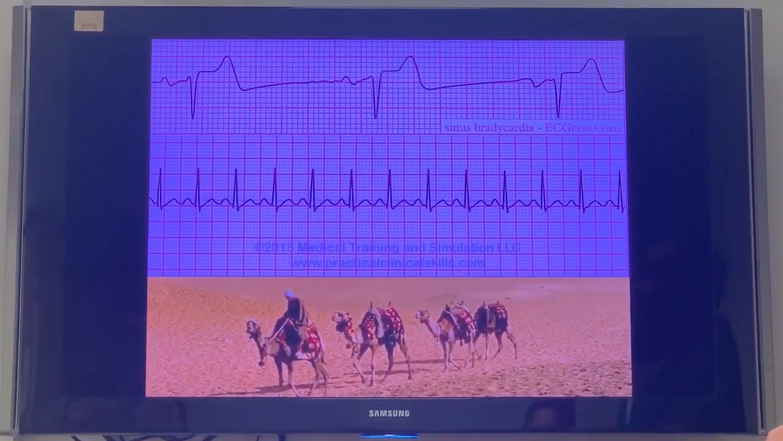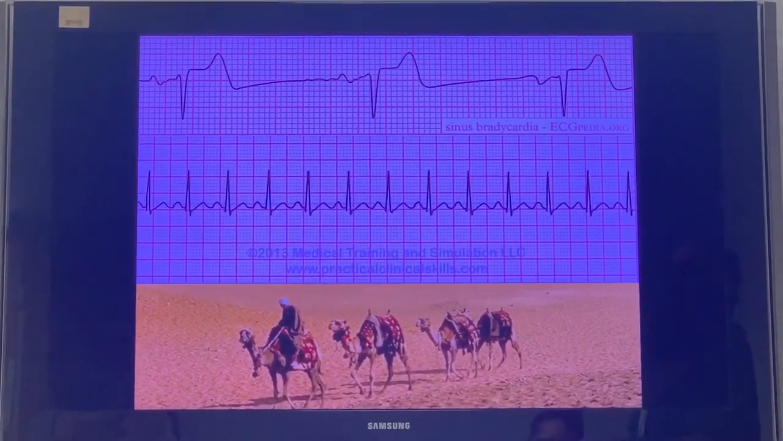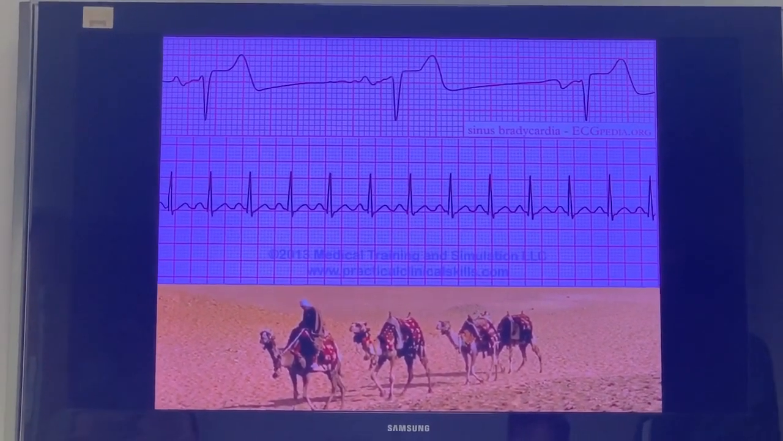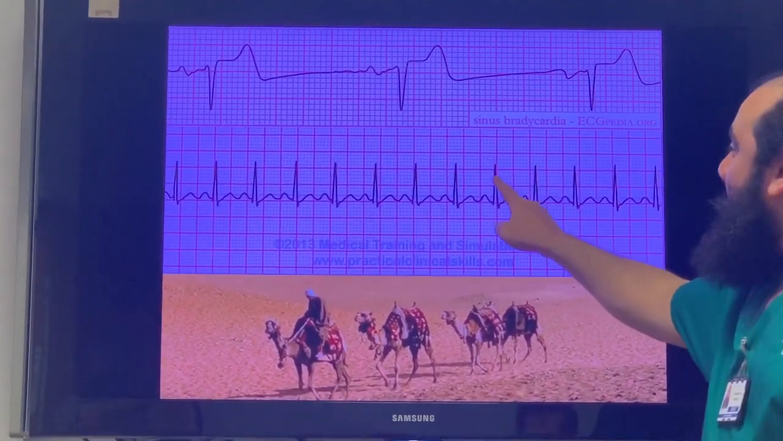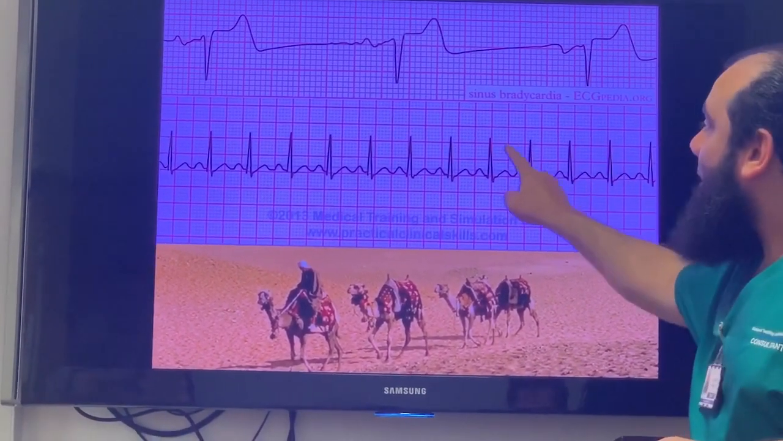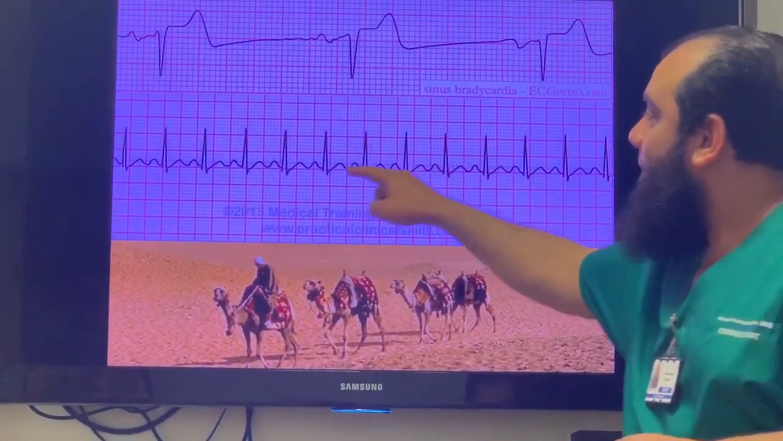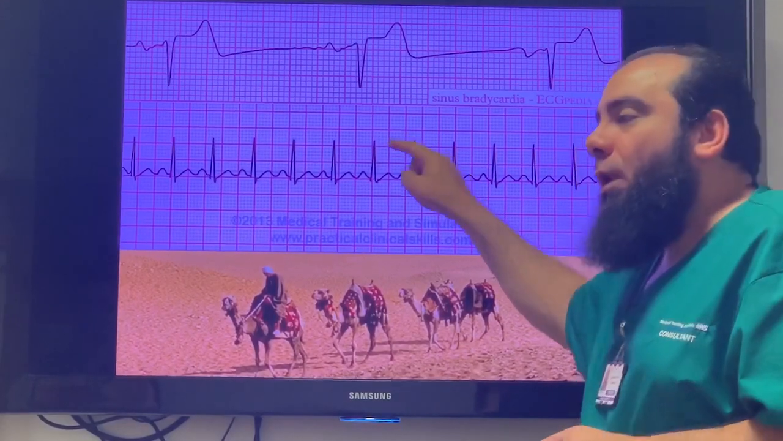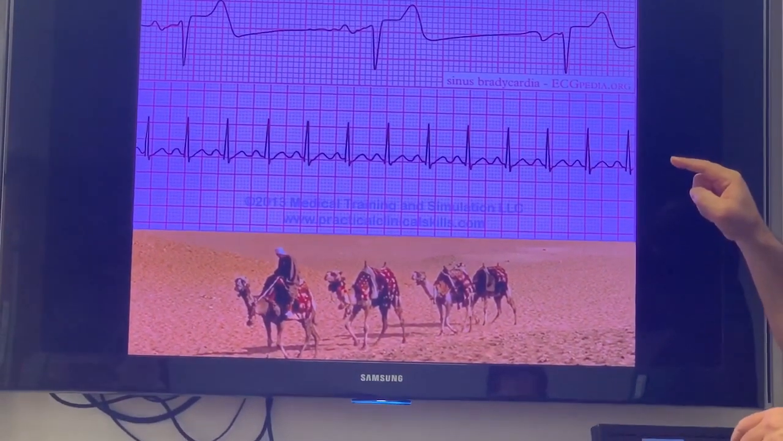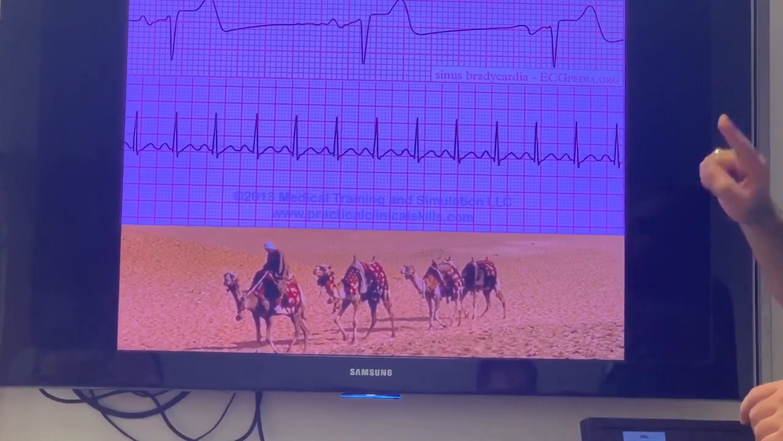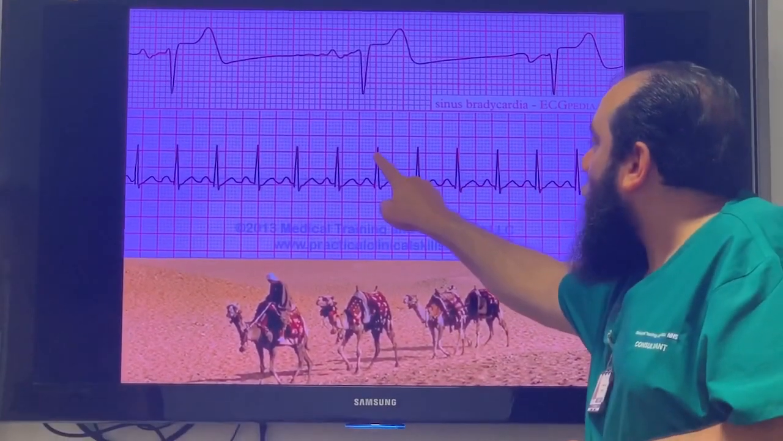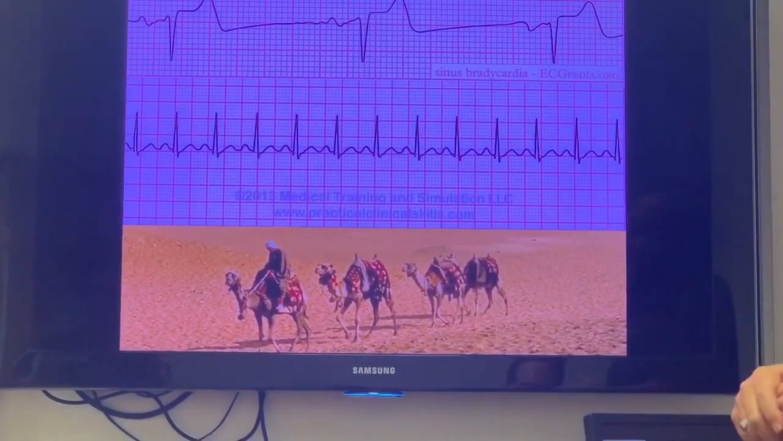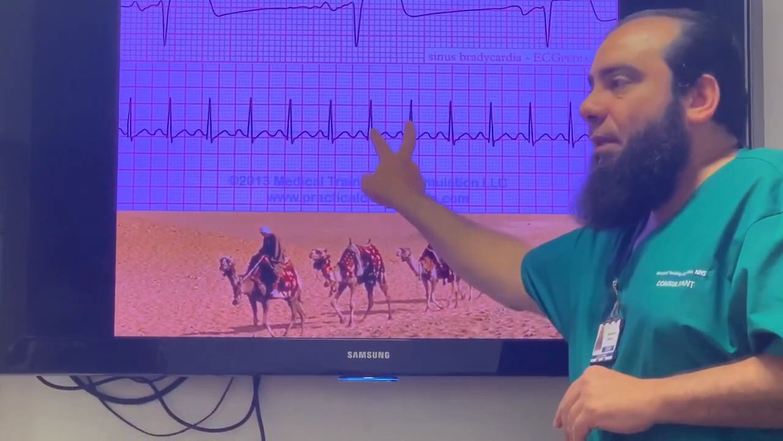Someone to tell me the rate here. 150. Is it written somewhere? No. Okay, so calculate quick one. So one big square, and two small. How much do you have? I did 150. 150 usually, if it is on here and on there. So 300 by 2, it will be 150. But it's a bit bigger than that.